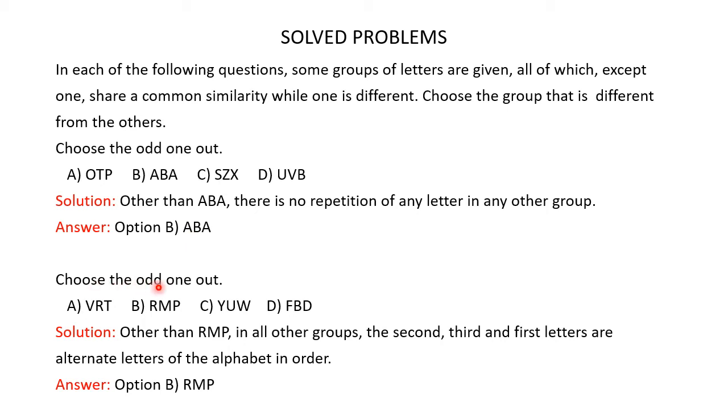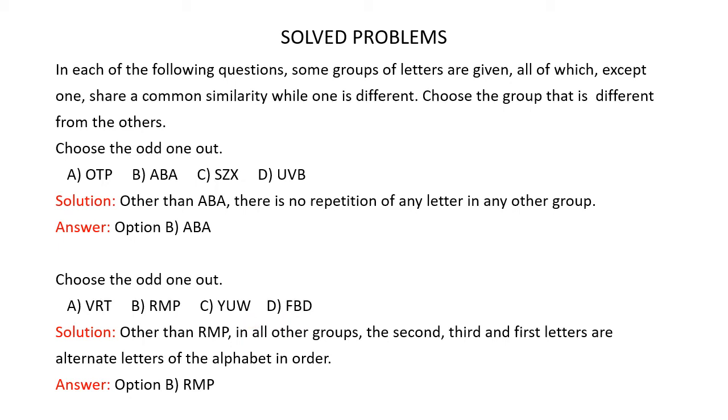Choose the odd one out. So here you are given four options. Option A, VRT. Option B, RMP. Option C, YUW. Option D, FBD. So here you have to find the odd one out among these four groups of letters.